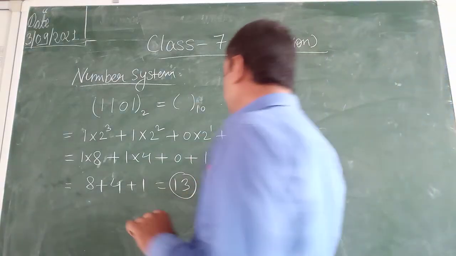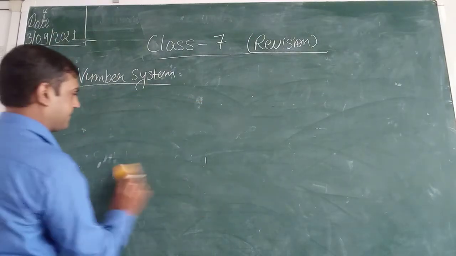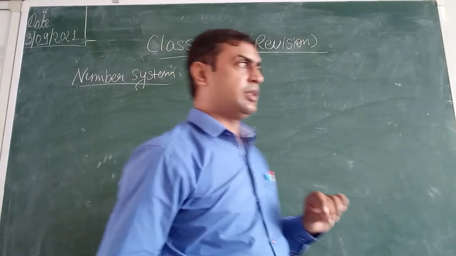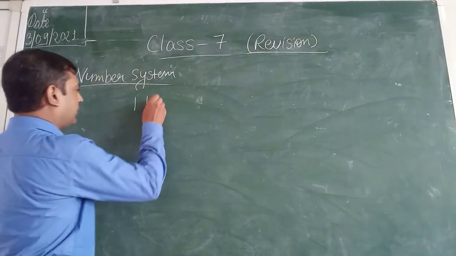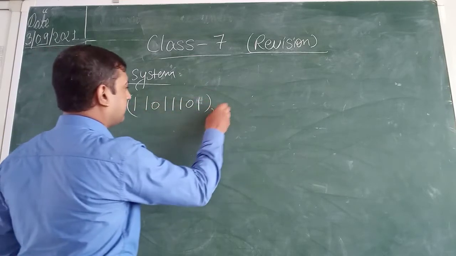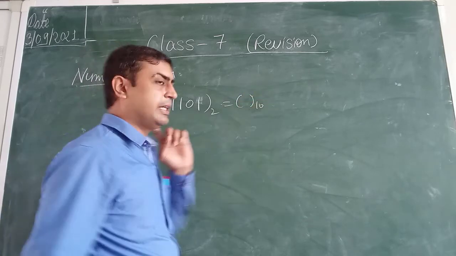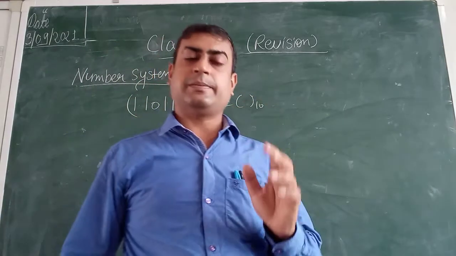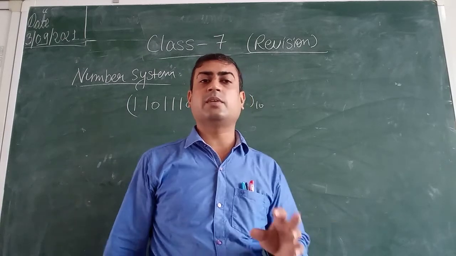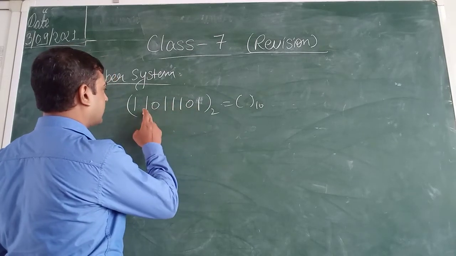Now one more example. Let's take this number, and you have to convert it into the decimal number system. Again you will count the number of digits and you will start from 1 less than the number of digits: 1, 2, 3, 4, 5, 6, 7, 8.